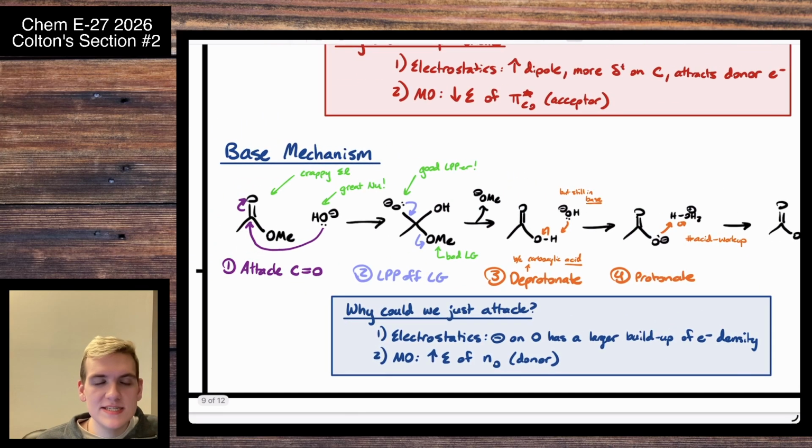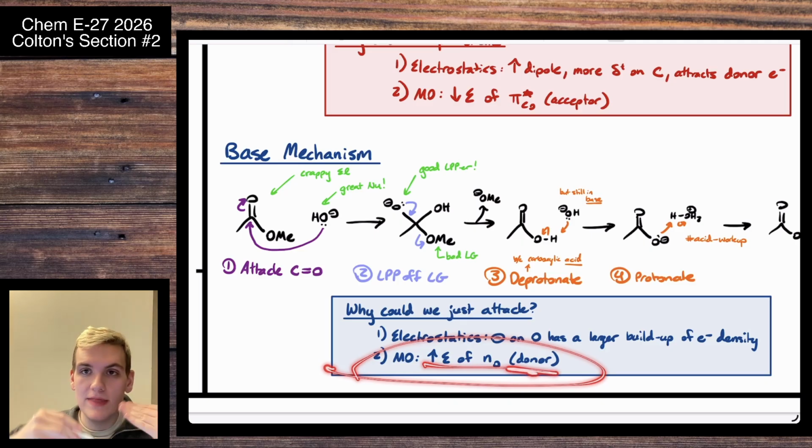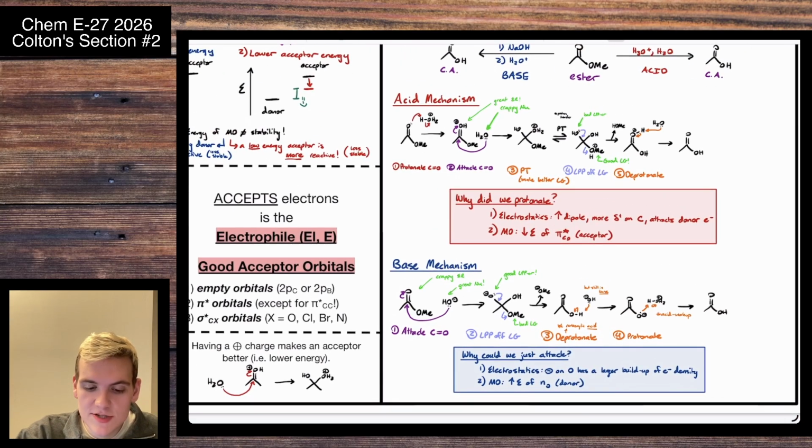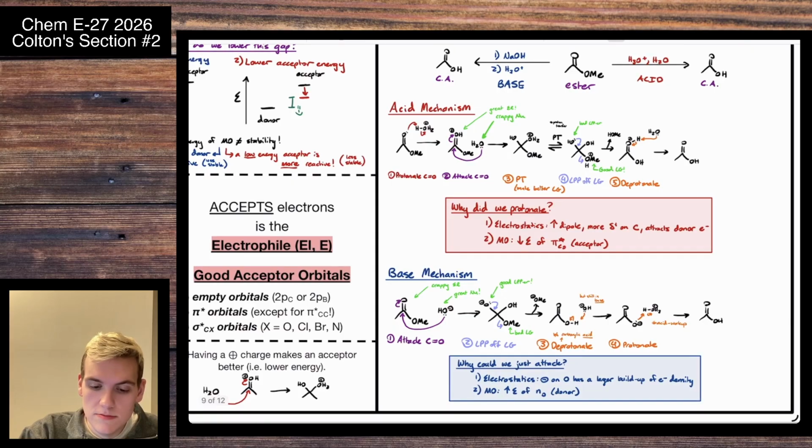So why could we just attack in base? One of it's electrostatics, but the flip of what we saw before. The negative on the O means that there's a larger buildup of electron density, so it wants to share electrons really badly. It wants to find a partial positive and make a bond. In MO theory, we raise the energy of the donor to lower that donor-acceptor gap. Okay, so we've seen acid strategy: make a better electrophile; base strategy: make a better nucleophile.